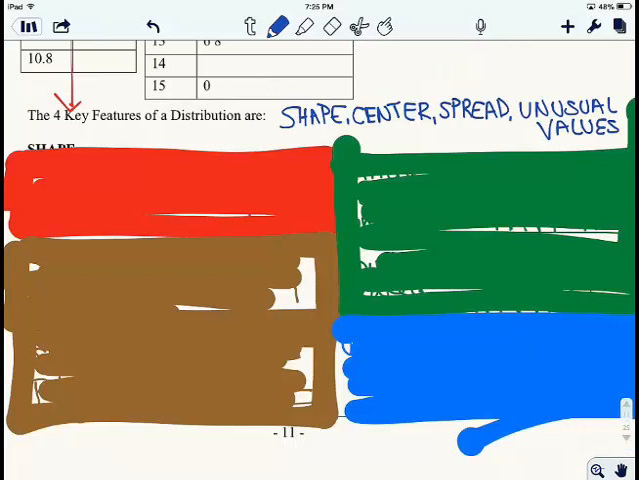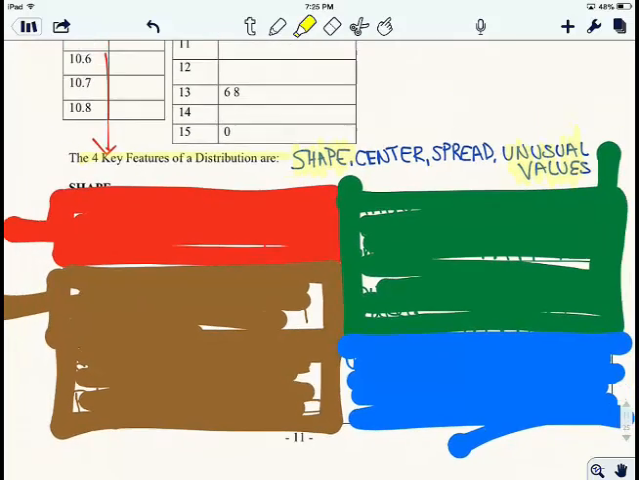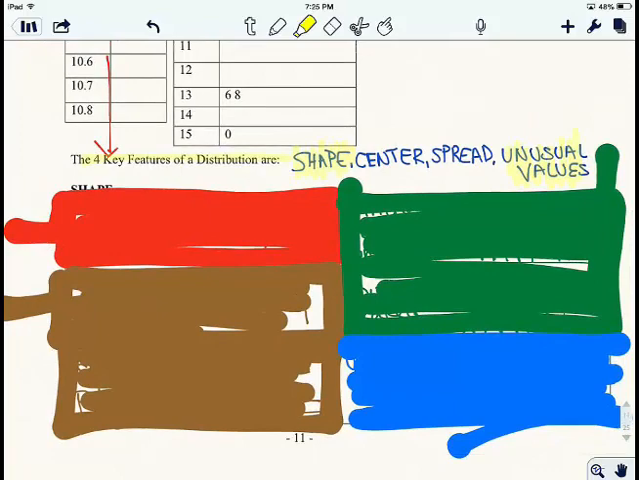The next thing we're going to talk about are 4 key features of a distribution, and these are super important, and they are shape, center, spread, and unusual values. For this lecture, we'll only talk about shape and unusual values, and there are 6 shapes we'll talk about. You've probably seen these before.